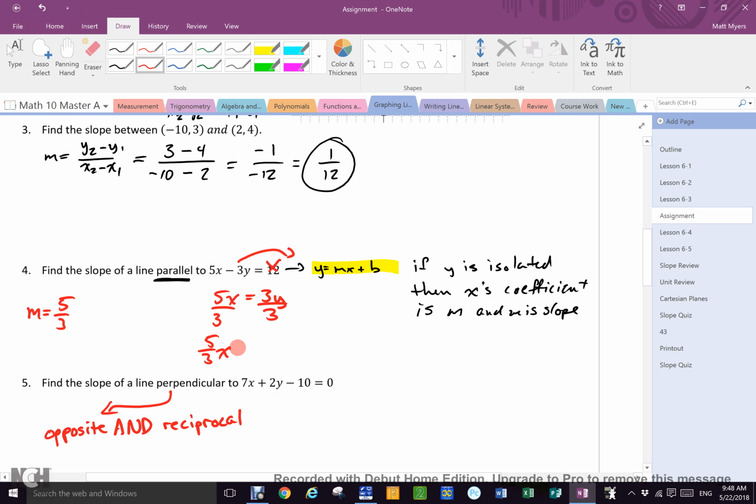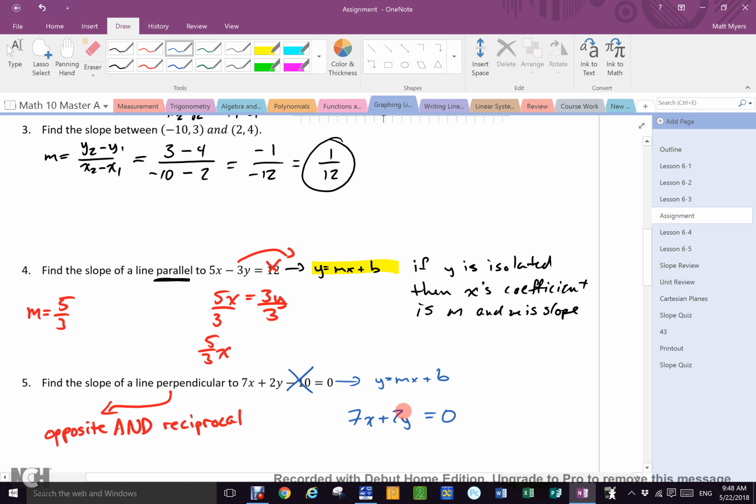So the first thing I need to do is find the slope I have. How do I find this slope? I need it in this form. First of all, do I care about the b? No. So do I care about the 10? No. I only care about the x's and y's. Once y is by itself, do I know my slope? Great.